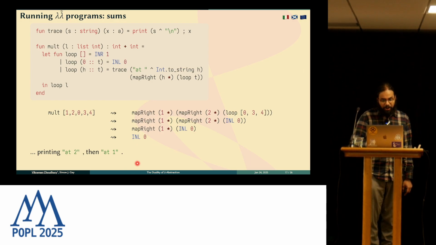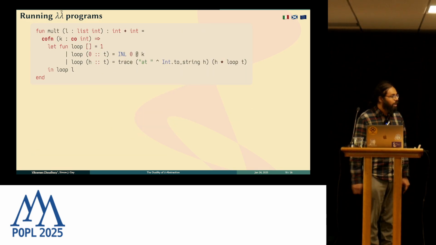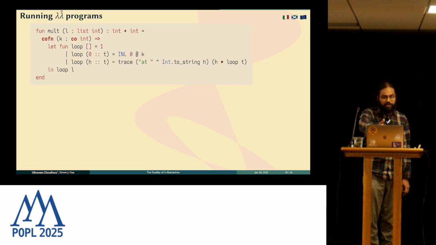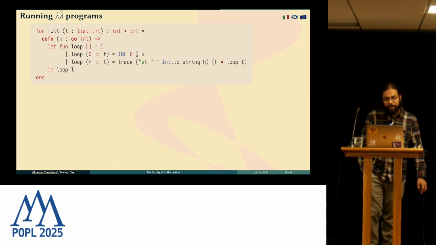Okay. Now, these are intuitionistic sums, but now you can rewrite them using classical sums. So it's the same program. Now it has a sum type, but I'm going to do a co-function, and it's the same program, except when you look at the 0, you do the co-application on the left. So in left 0, co-applied to k.